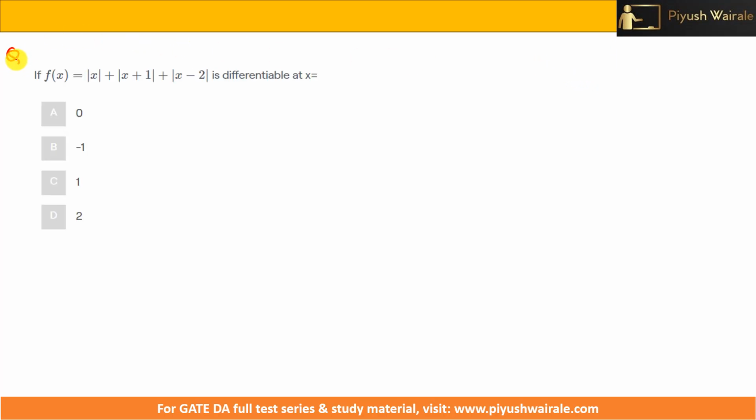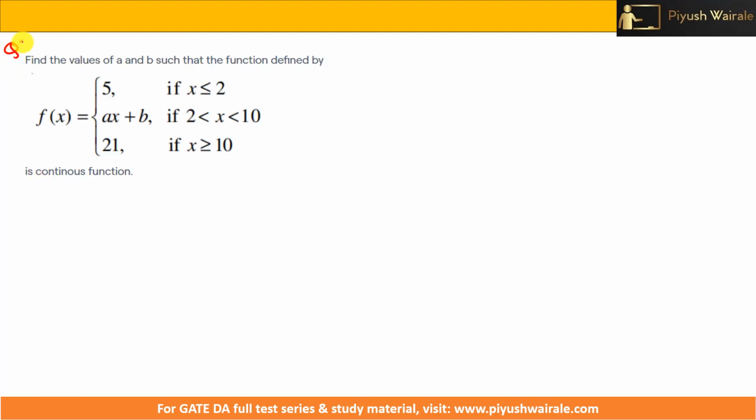Now what about this question number 8? Okay. So same thing. We know that this function is not differentiable at x equals 0. This is not differentiable at x equals minus 1. This is not differentiable at x equals 2. So the correct option will be option C only, right? It is this one. Simple. You can solve this question within 1 minute.